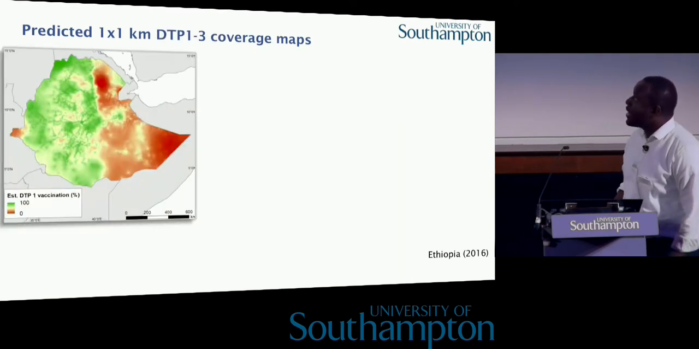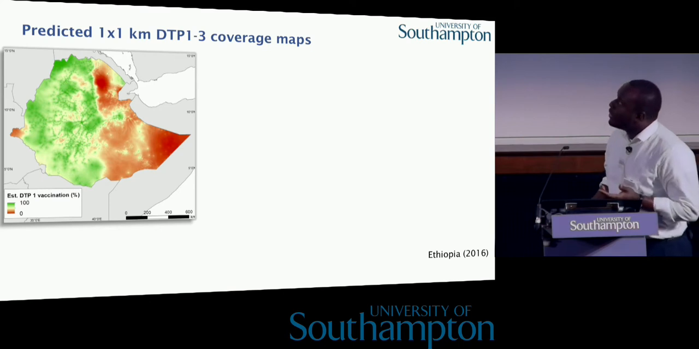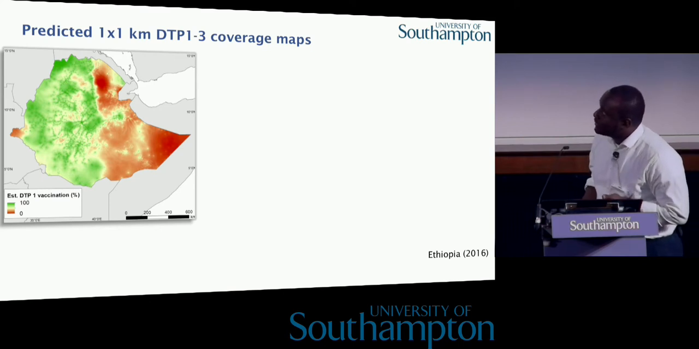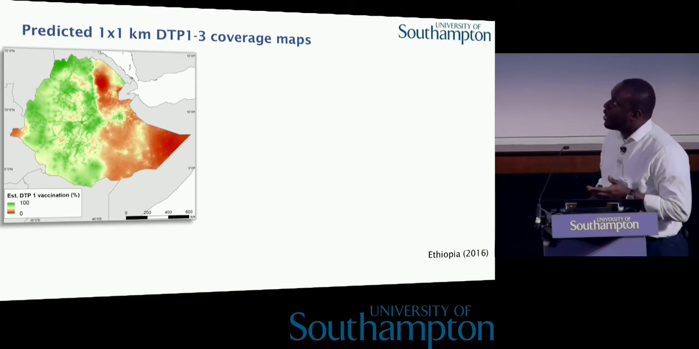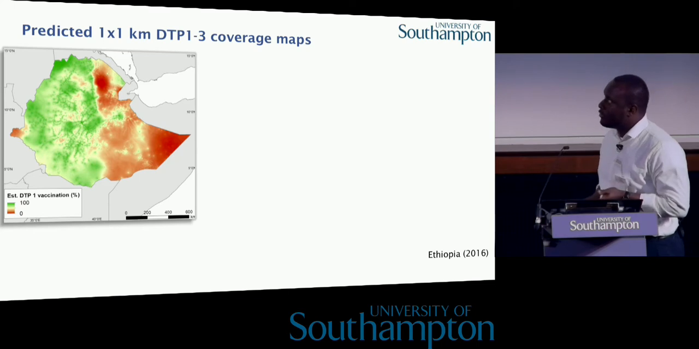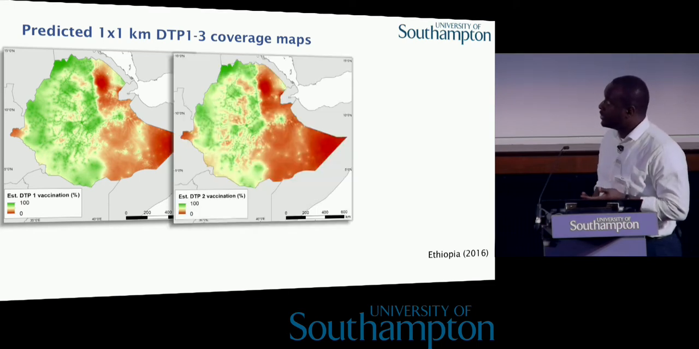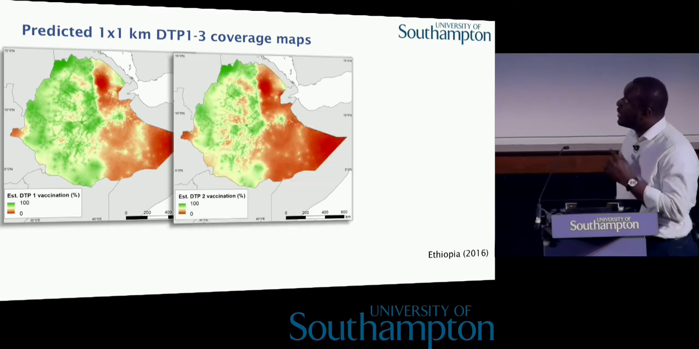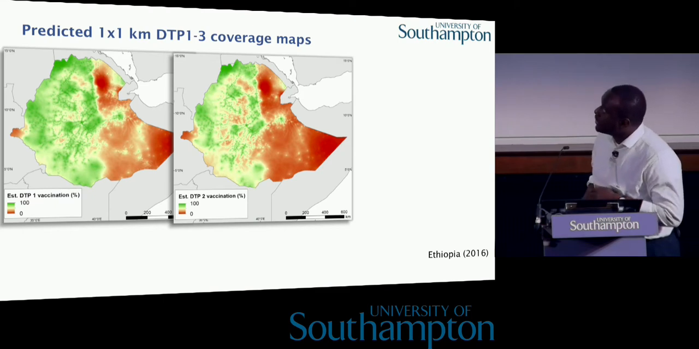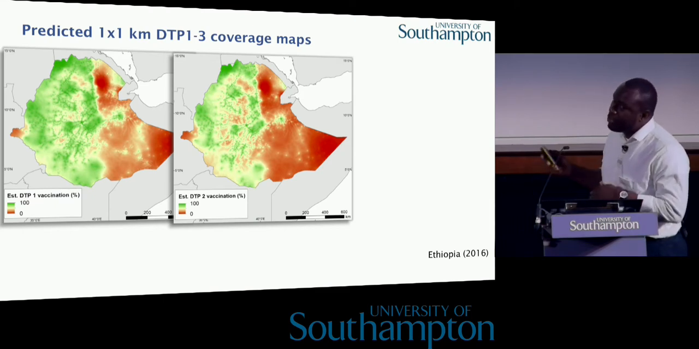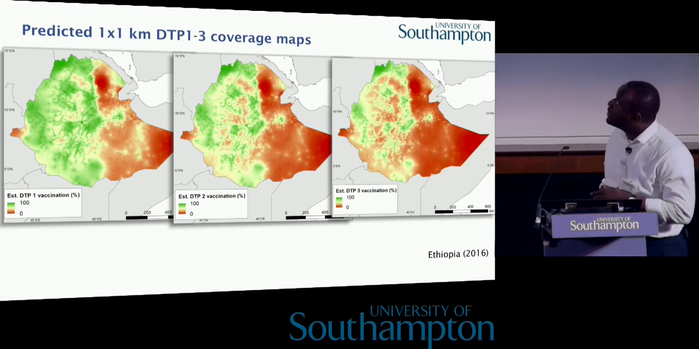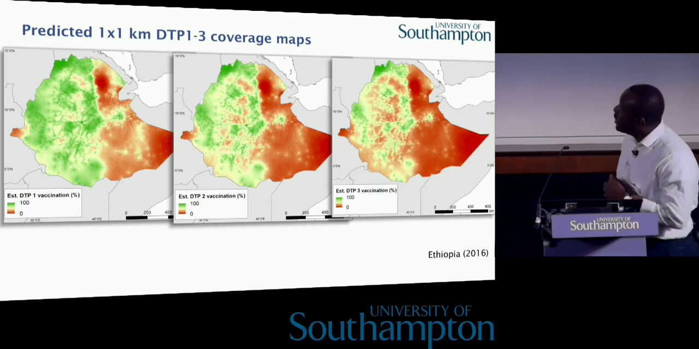So here we have an example of DTP3 vaccination coverage for Ethiopia. We can see the divide between the eastern region and the western region, with the eastern region being a region of low coverage compared to the western region. So that is coverage with the first dose, that is coverage with the second dose. So we can see that when we get to the second dose, more and more red areas start appearing, and the same thing happens with the third dose.